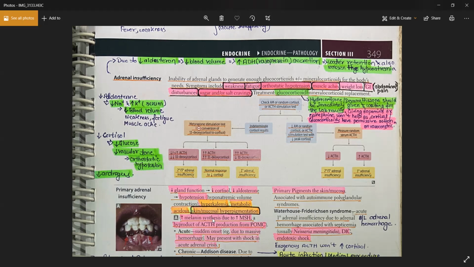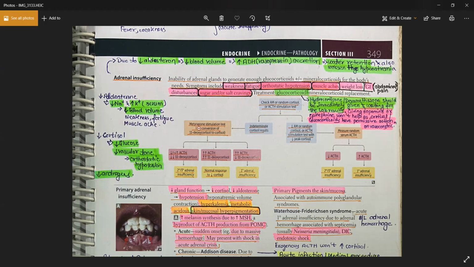Okay, and one more thing, Step 1 can ask you what is going to happen to the water retention in that case. See, you are already having a low aldosterone, right? And because of the low aldosterone, you're already having a low sodium and high potassium. Above that, low blood volume or high osmolarity are factors which can stimulate the ADH secretion, right?